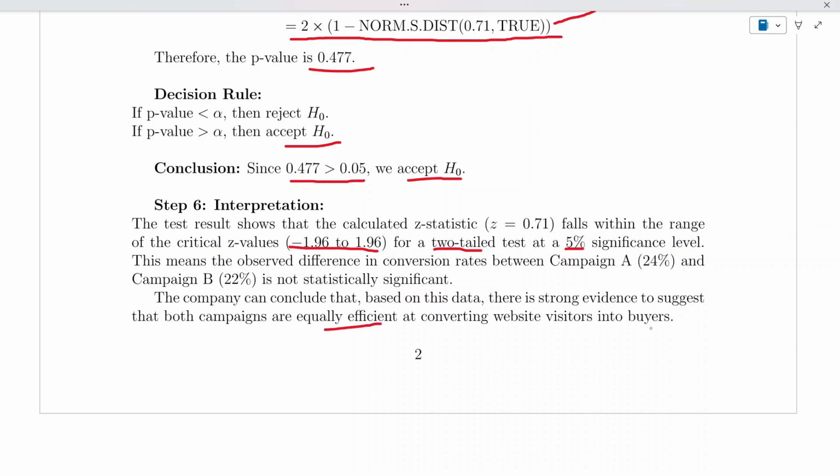And that's it for today's example of a two-tailed z-test for two proportions.